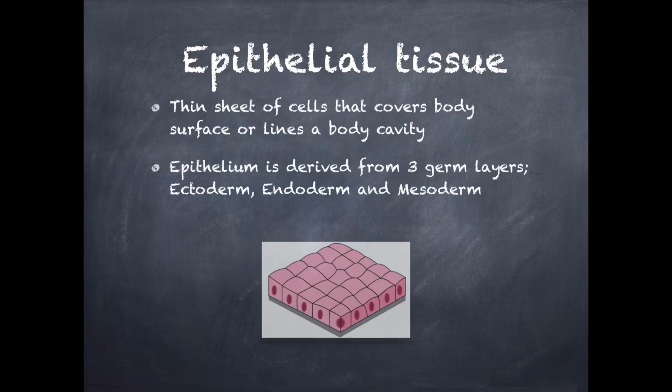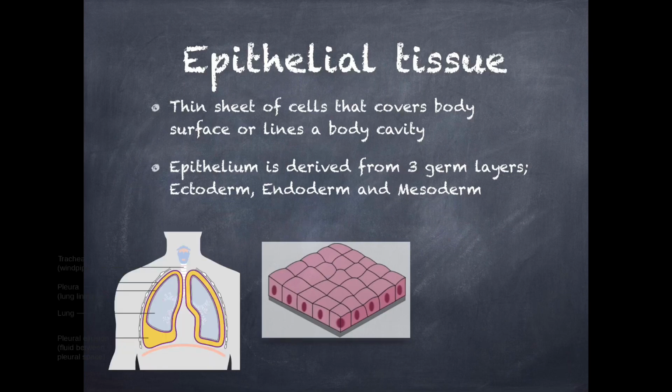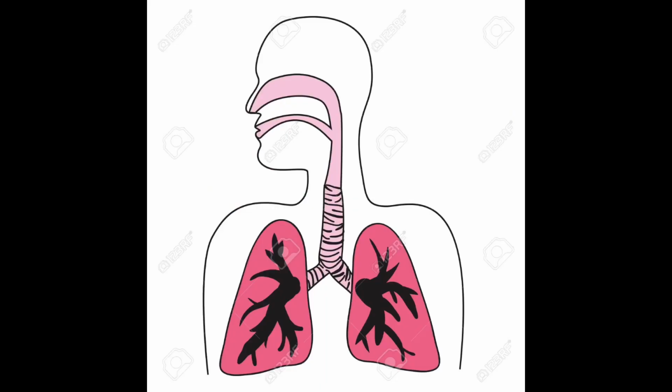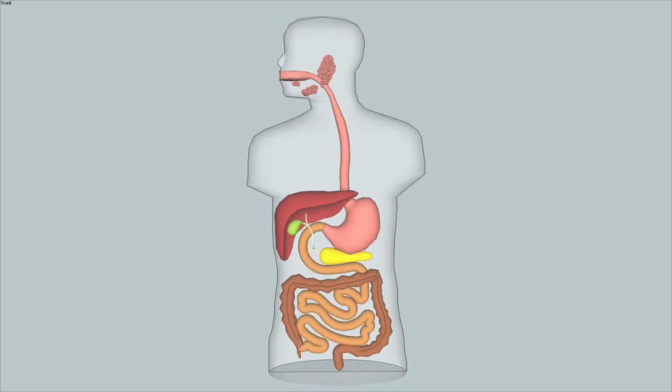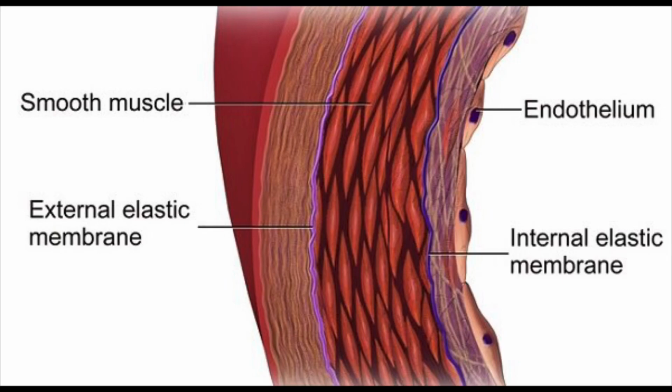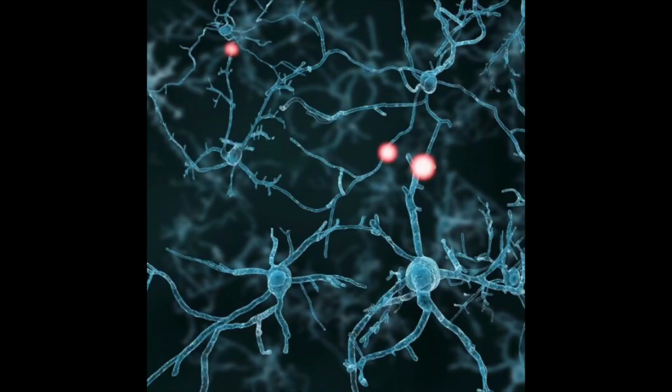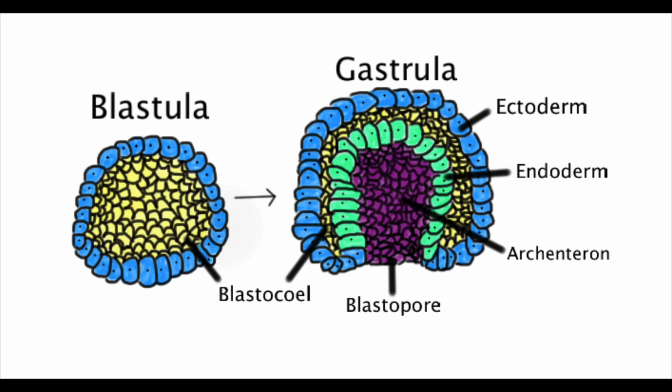Epithelial tissue consists of thin sheets of cells that cover body surfaces and line body cavities such as the pleural cavity and abdominal cavity, and tubes such as the respiratory passage, GI tract, and blood vessels. This tissue is also found in glands, their ducts, and receptors for hearing, taste, smell, and vision, which is also known as neuroepithelium. Remember, epithelium is derived from all three germ layers.